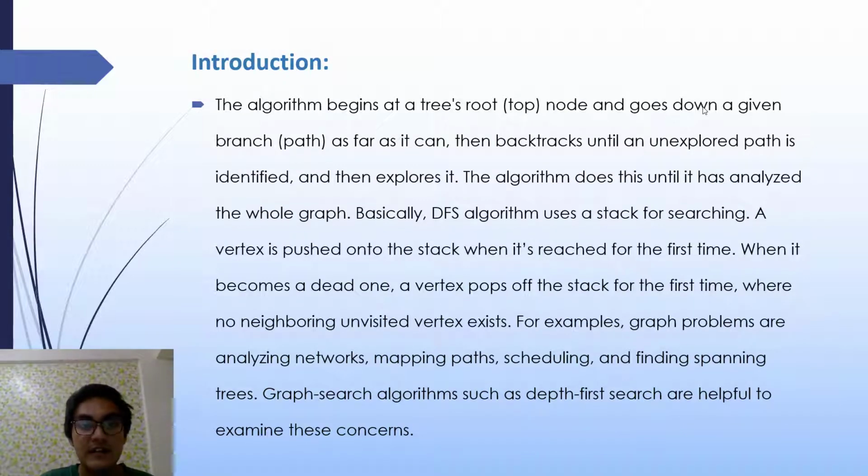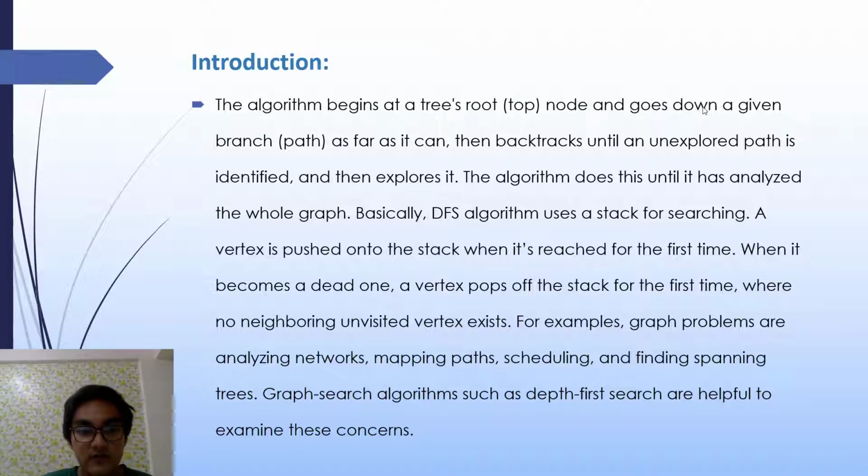The algorithm begins at a tree's root or top node and goes down a given branch or path as far as it can, then backtracks until an unexplored path is identified and then explores it. The algorithm does this until it has analyzed the whole graph. Basically, the DFS algorithm uses a stack for searching.